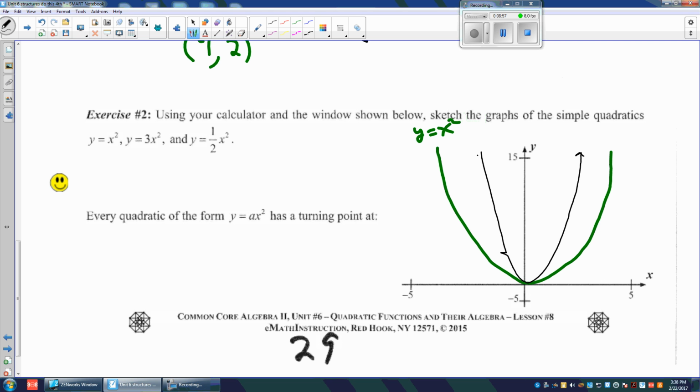Don't put that little blip in there. Okay, don't forget the arrows at the end. And that one is y equals 3x squared. And then the last one is 1/2 x squared. Wonder what's going to happen there. Oh, that's going to be wider. Now, why is this happening?